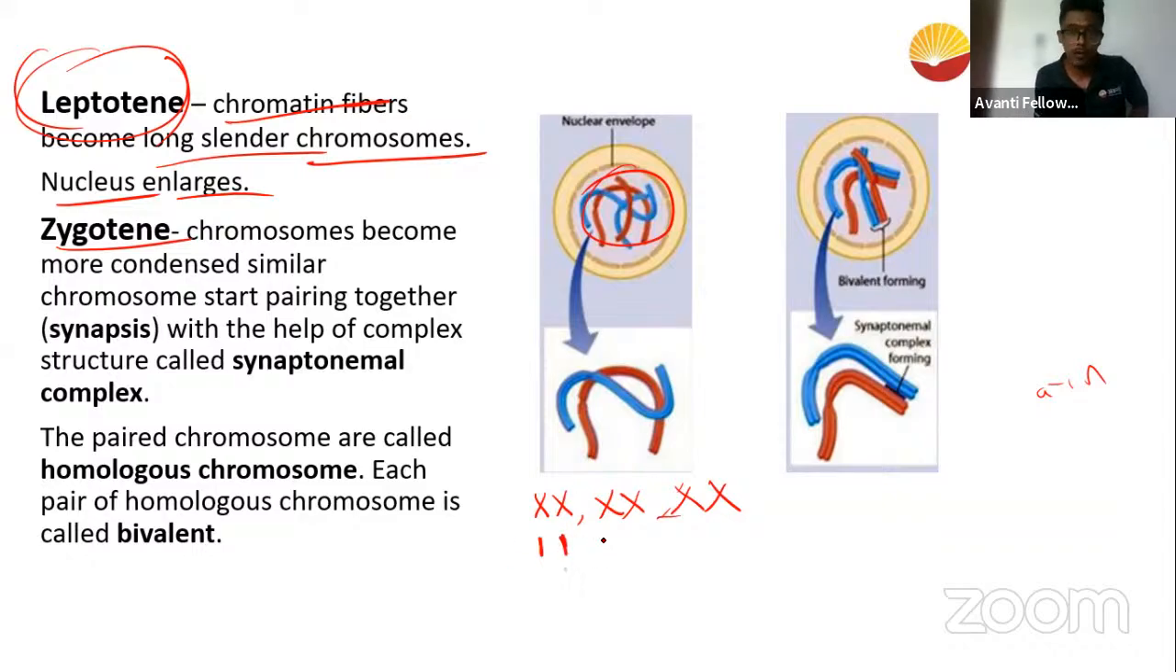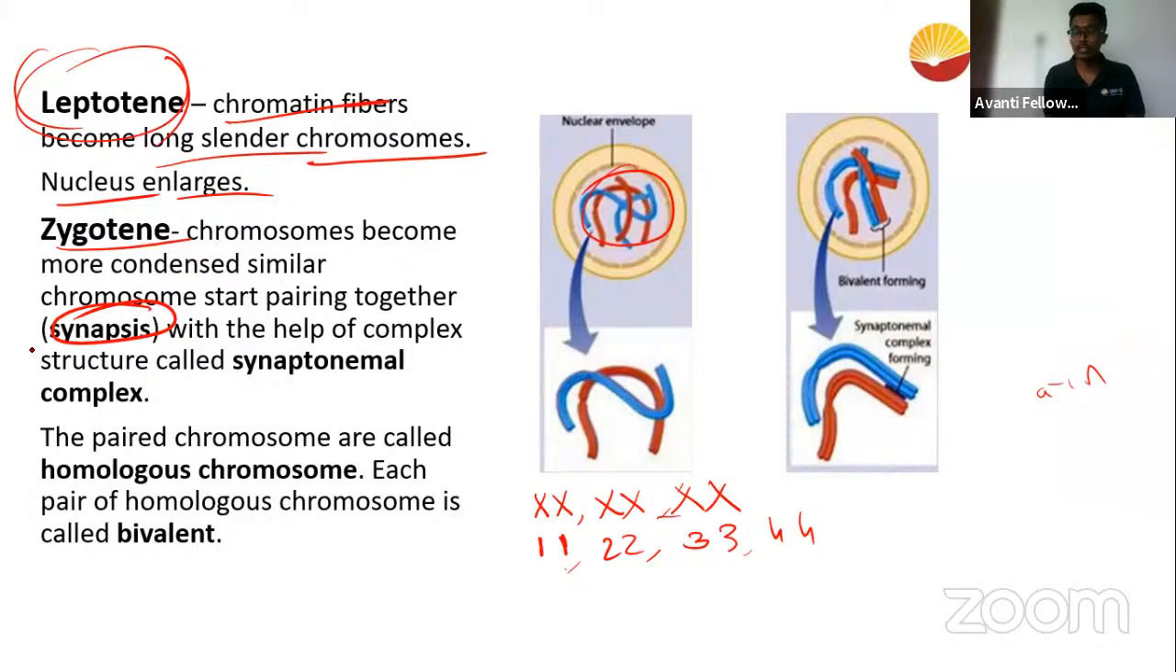So 1 pairs with 1, 2 with 2, 3 with 3, 4 with 4. All of these will get together with their respective pairs, like a husband and wife or something like that, but don't confuse it with mother and father. The homologous pair is 1, 1, a similar type; 2, 2, a similar type; 3, 3, a similar type. So they're getting organized. This is called pairing of homologous chromosomes. Once they start pairing, this process is called synapsis. What is synapsis?